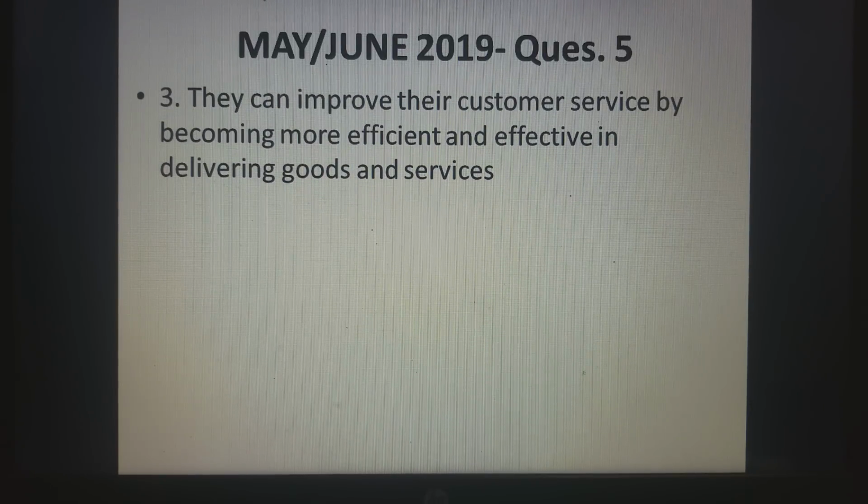They can improve their customer service by becoming more efficient and effective in delivering the goods and services, using what we know about logistics.